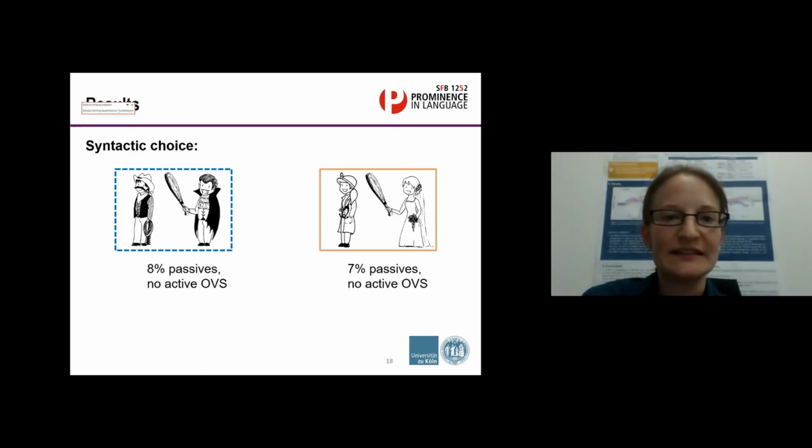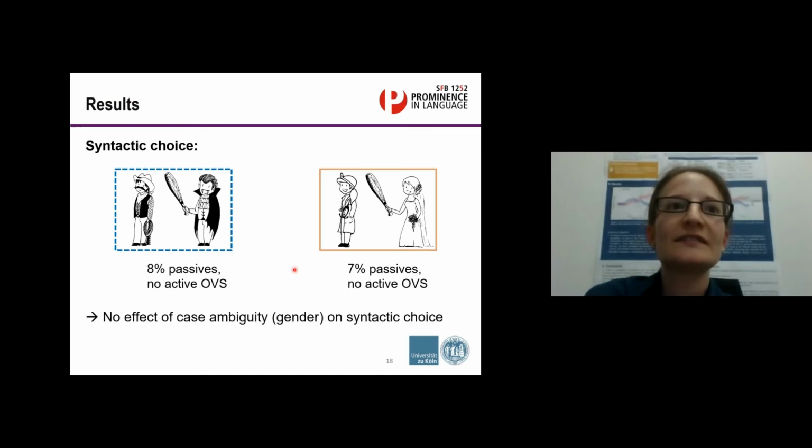So let's come to the results. Here you can see the syntactic choice data. For masculine nouns, we elicited 8% passives and no single active object initial sentence. For feminine nouns, we elicited 7% passives and again, no active OVS sentence. In a logistic regression model, we analyzed the effect of case ambiguity on the production of non-canonical structures. Our analysis revealed that there was no effect of case ambiguity on syntactic choice.